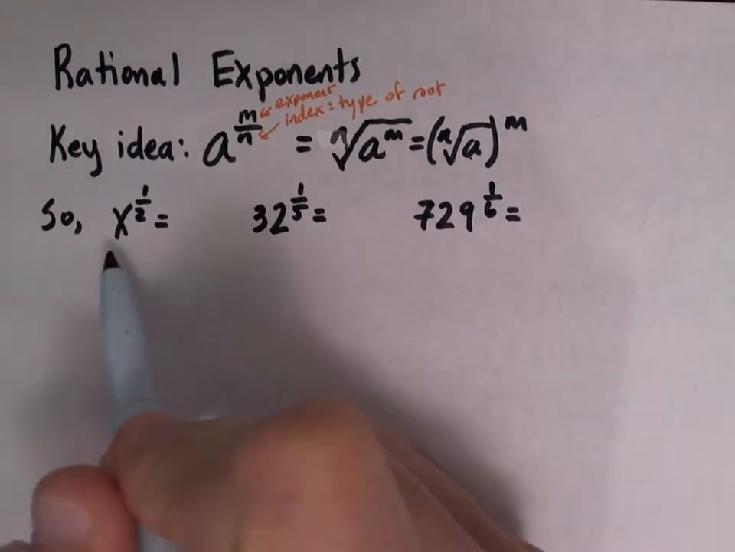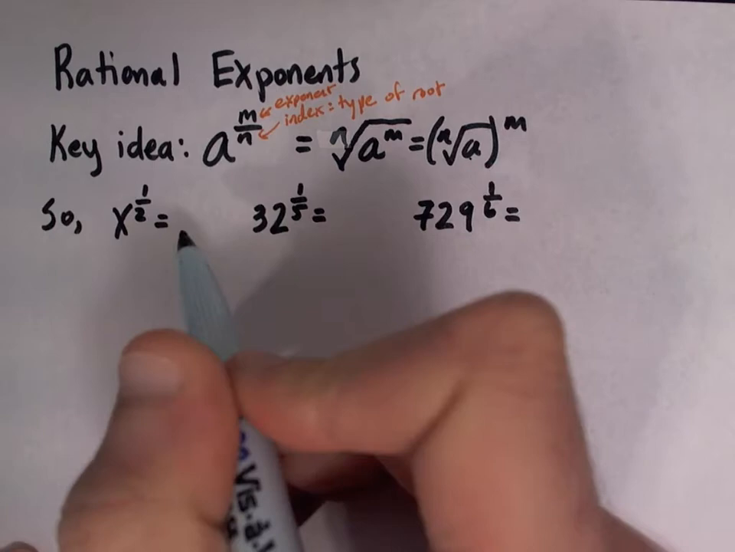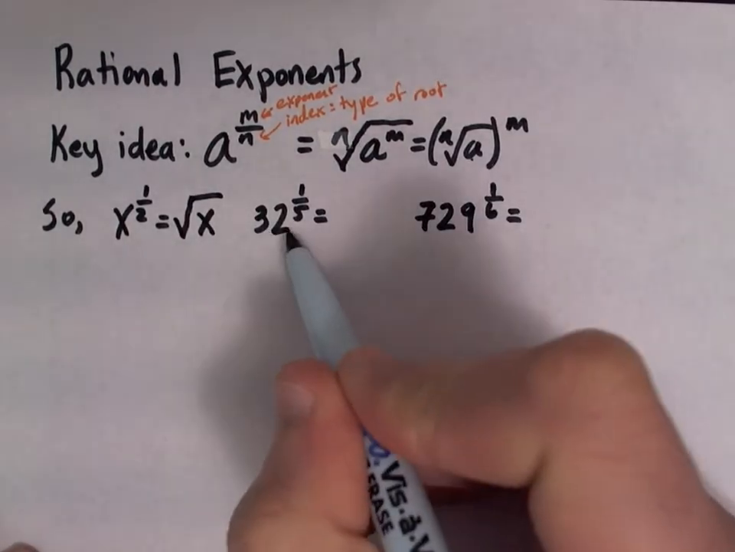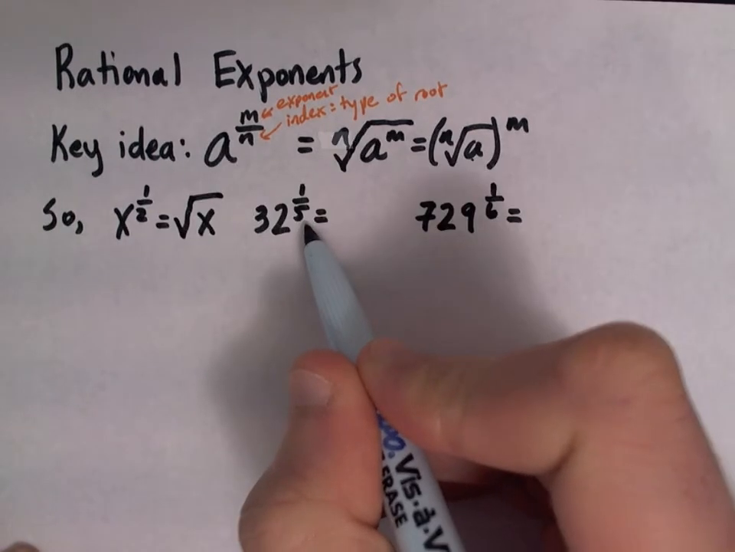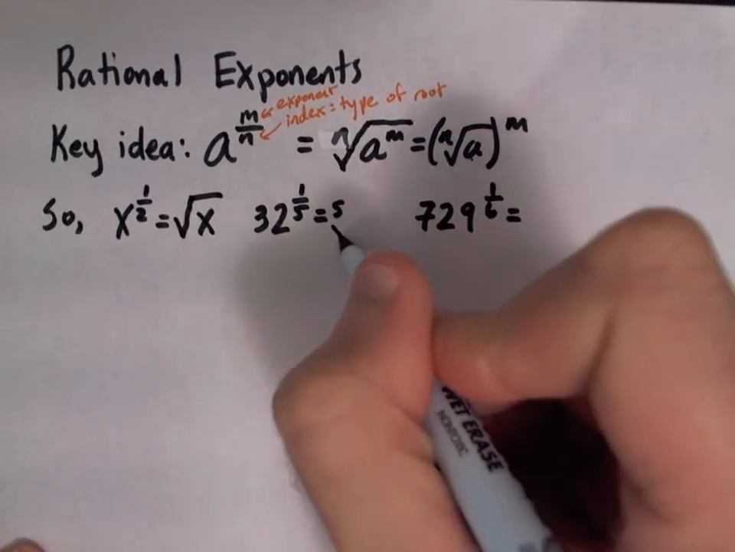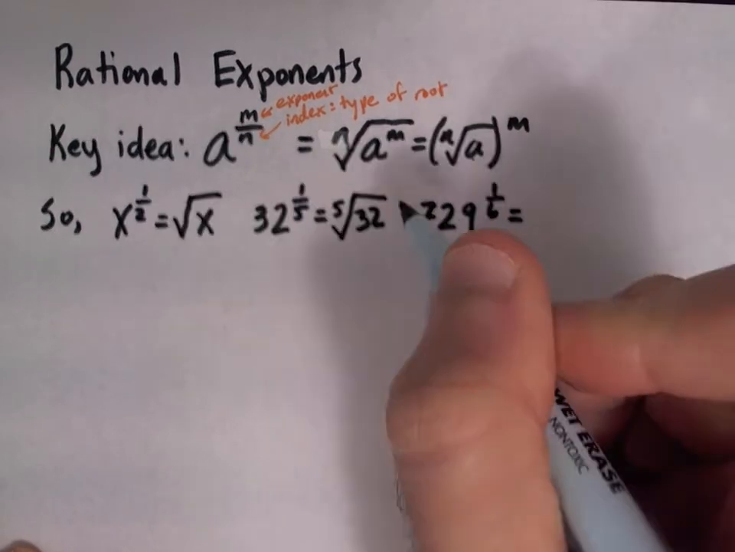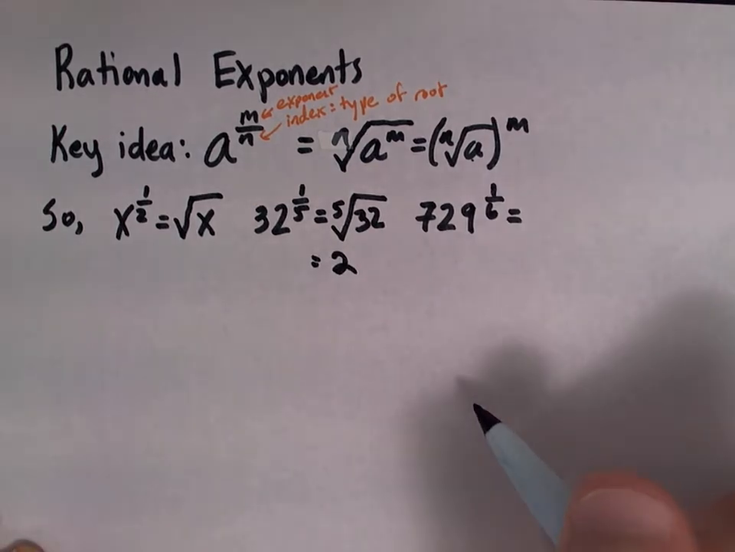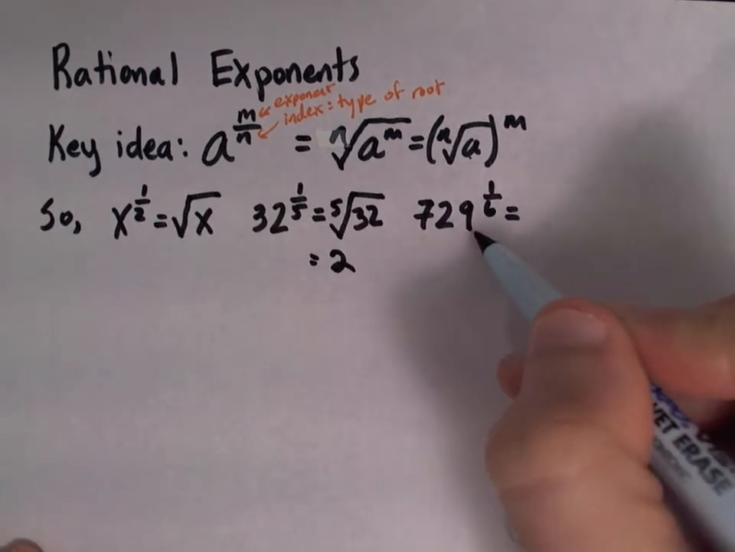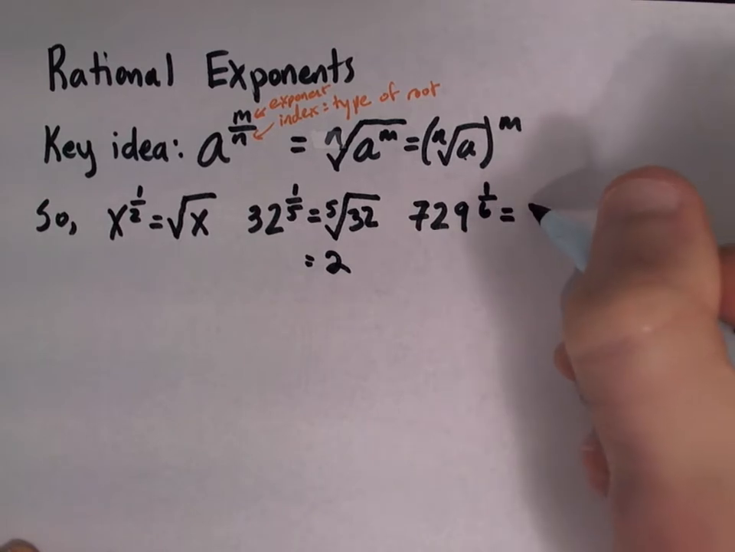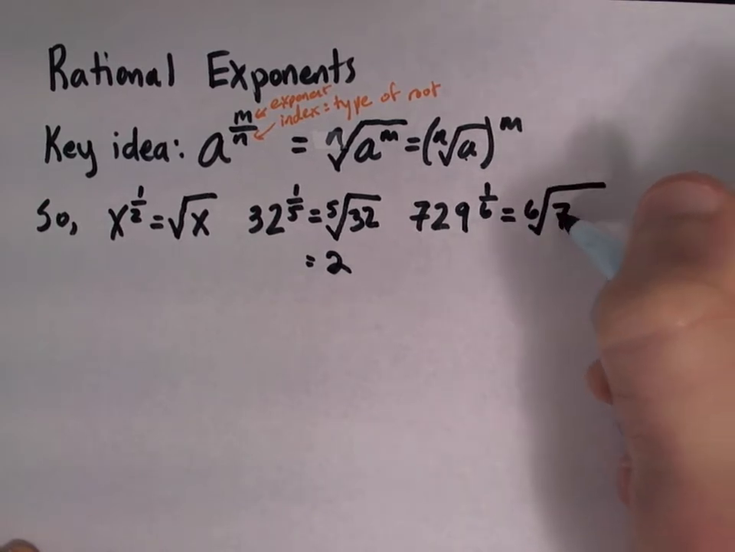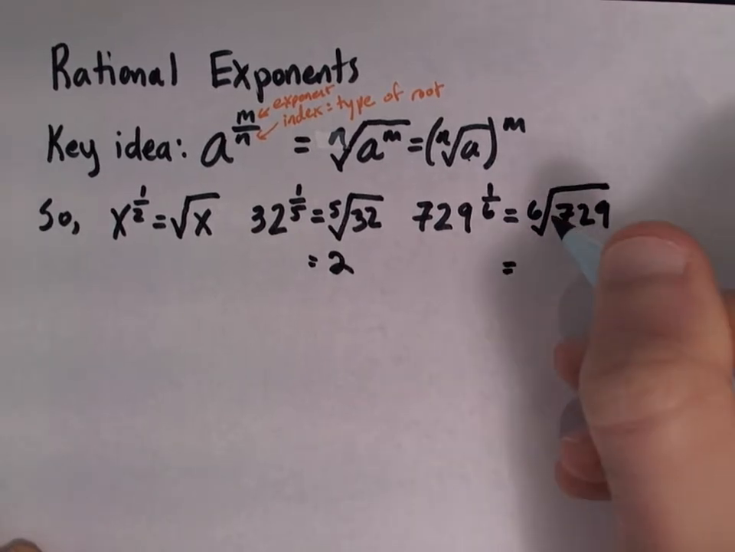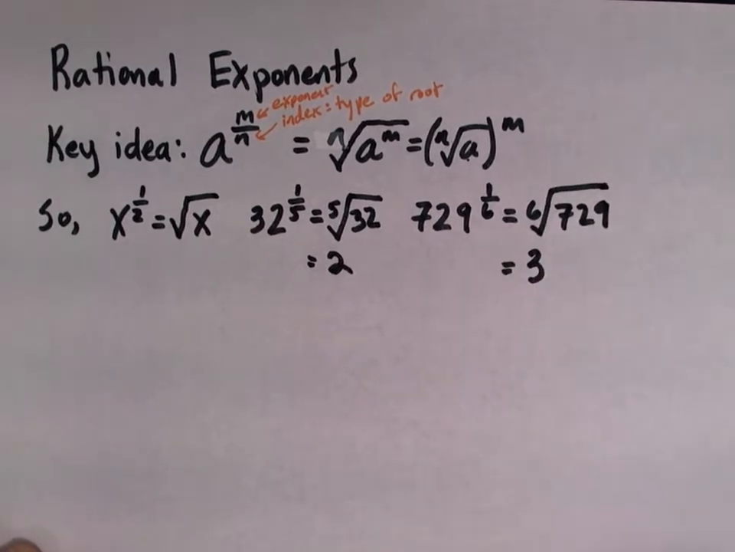X to the 1/2. Again, the 2 is the index, the type of root, so that's just a square root of x to the first, square root of x. 32 to the 1/5. Again, the 5 is the index, so it's the fifth root of 32. And I can write 32 as 2 to the 5th, so the fifth root of 2 to the 5th is just 2. And finally, 729 to the 1/6. That's the sixth root of 729, and I can write 729 as 3 to the 6th. So the sixth root would just be 3.